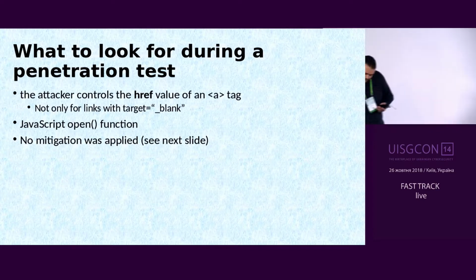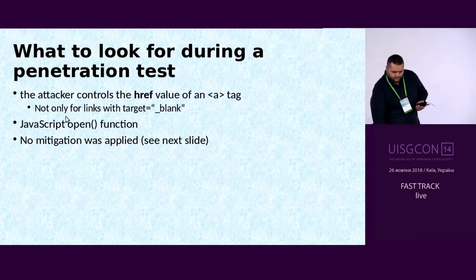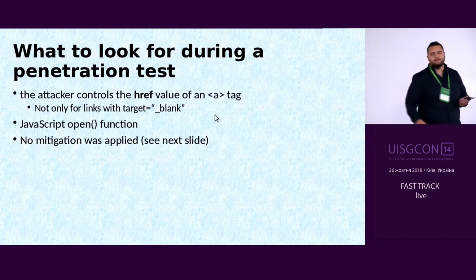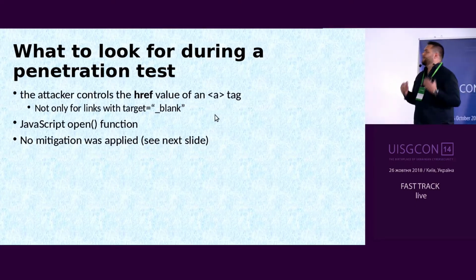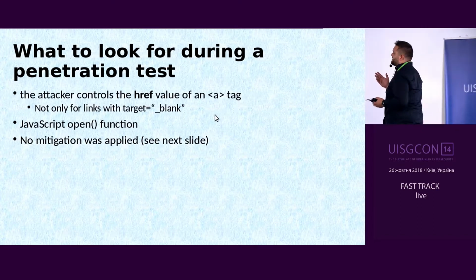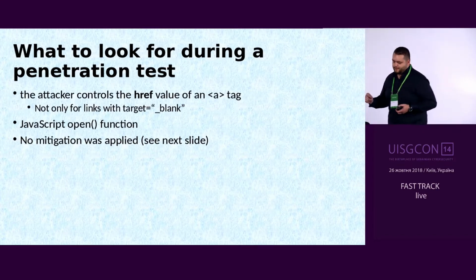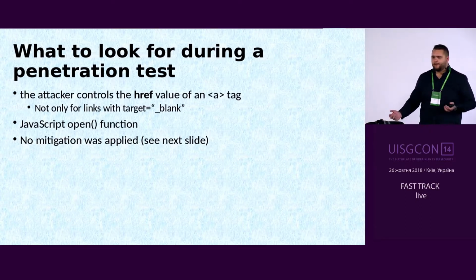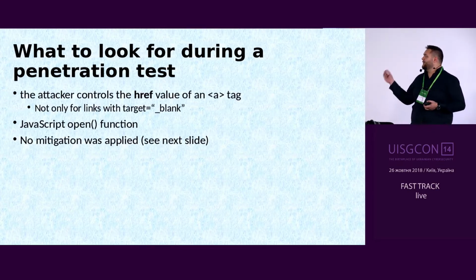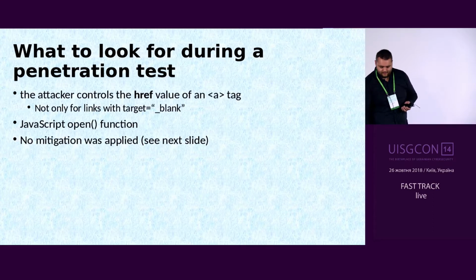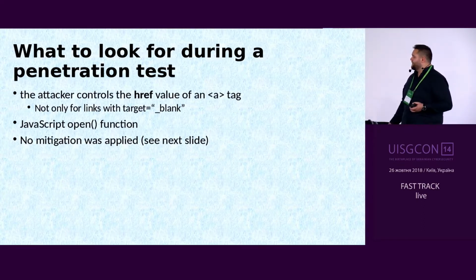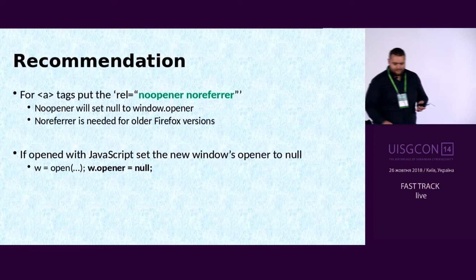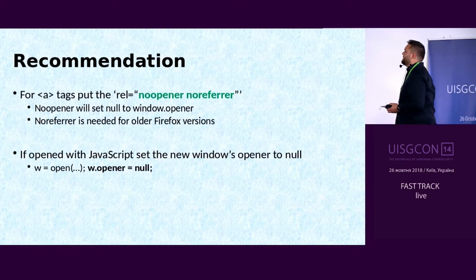And there is this, as I mentioned, a problem when two tabs are open. But if the web developer searches only for target equals blank links, he will think that they will be safe. But there will be a demo that I will show that it's not always the case. JavaScript open is vulnerable to this if it's not properly set, and if the mitigations, which are these, are not applied, then the site is vulnerable.